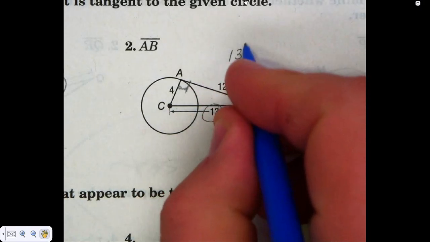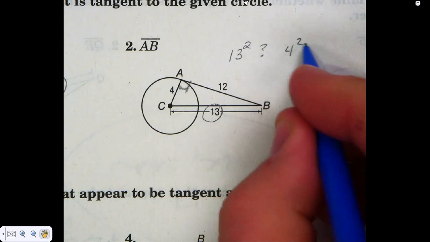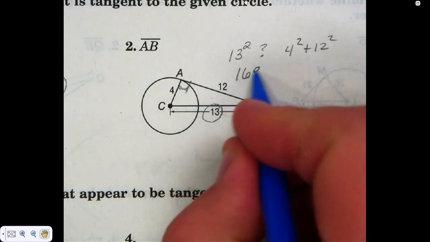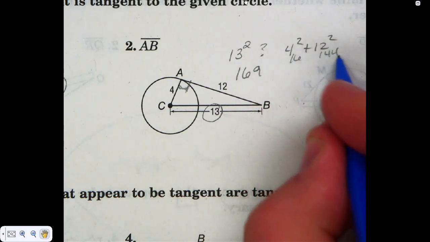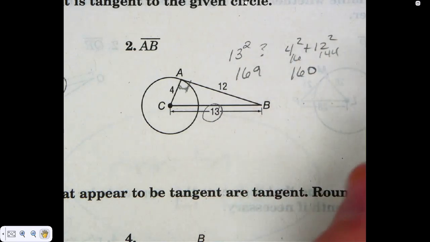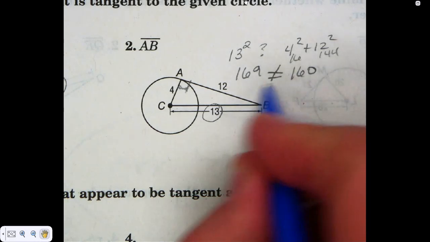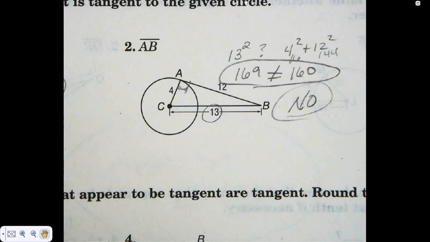So, is 13 squared the same as 4 squared plus 12 squared? What is 13 squared? 169. 4 squared is 16. 12 squared is 144. So you get 160. Are those equal or are they not equal? Not equal. So I have now justified that. No, that is not a tangent. Not so terrible, is it?